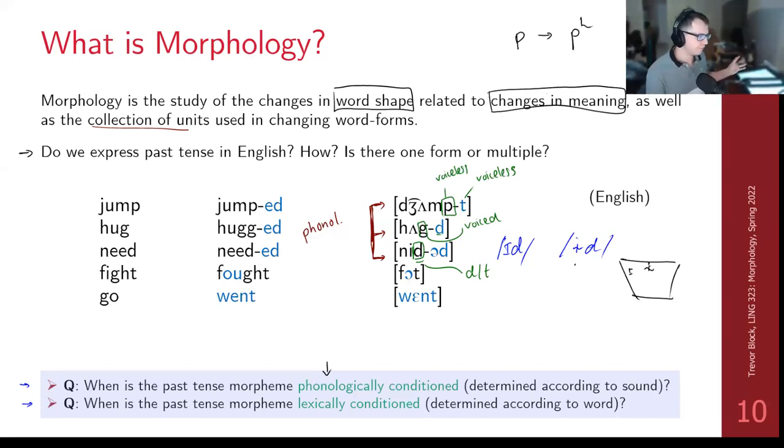Okay, so if that's a little bit too much right now, that's fine. Just really emphasizing that the phonology can determine what a morpheme looks like.